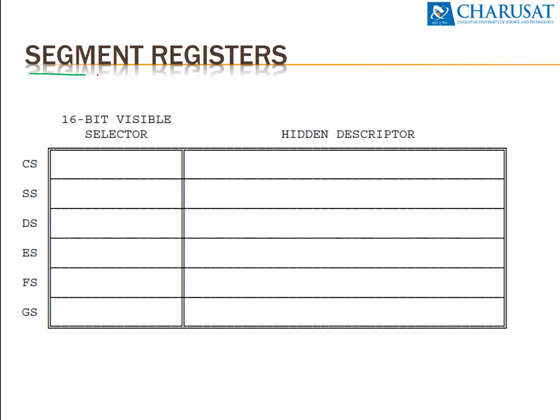This is the segment register. The details of the segment registers, CSR, DSR, we have discussed in the diagram. So the selector is 16-bit visible, and this is the 64-bit hidden descriptor. So the CSR is not only 16 bits, it is 16 plus 64 bits, a total of 80 bits.